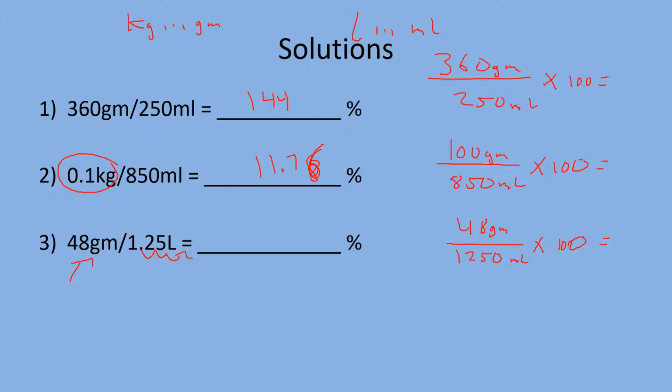What do you get? 3.8. 3.84. You guys got that? Yeah, I got it again. 24. Ooh, pounds and quarts.